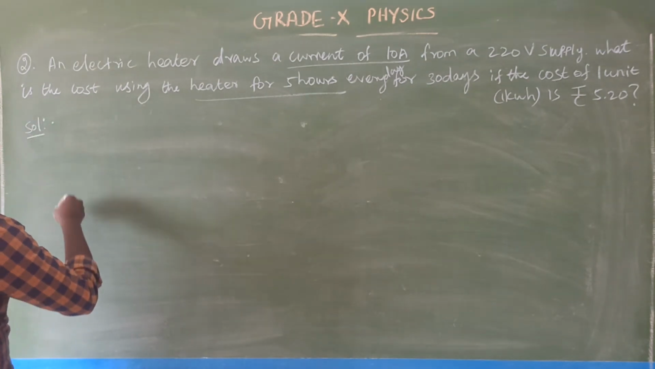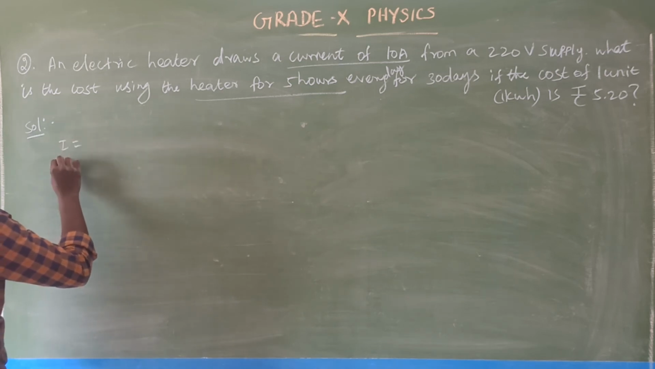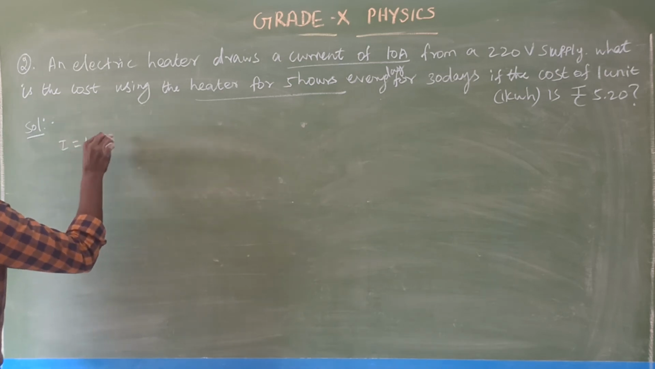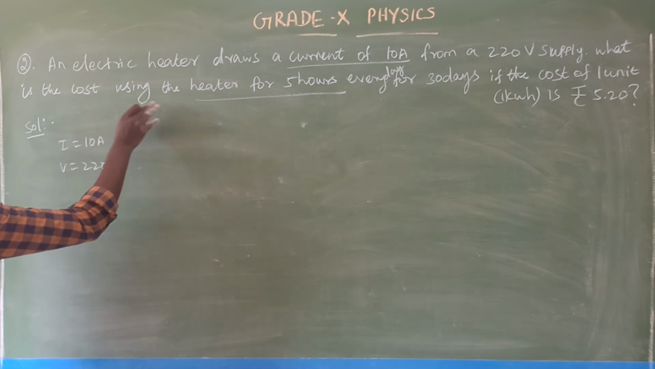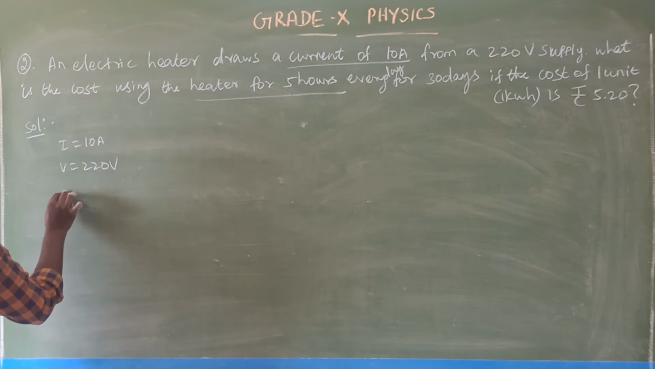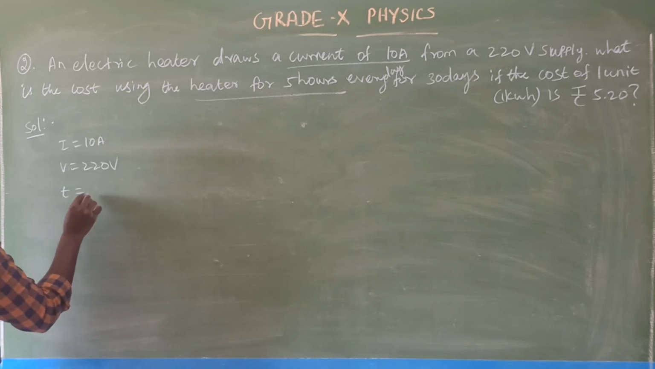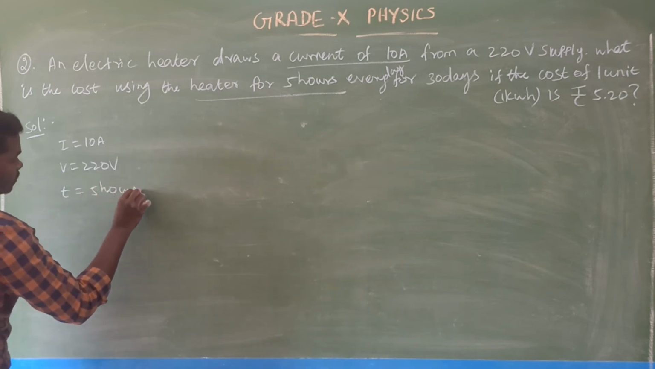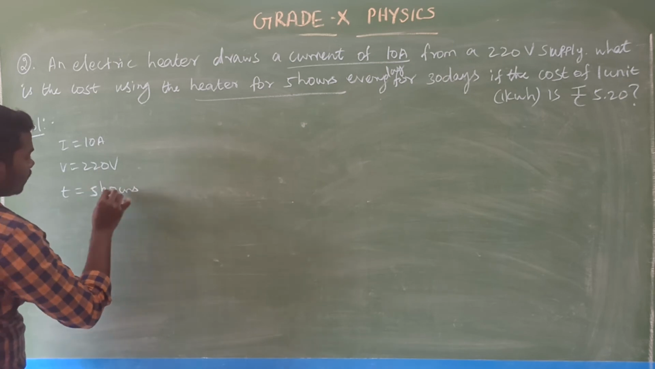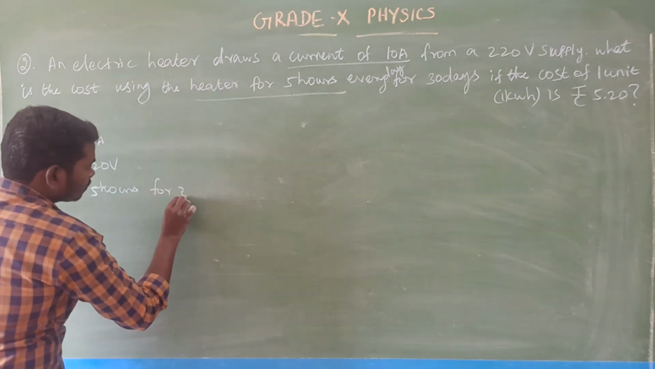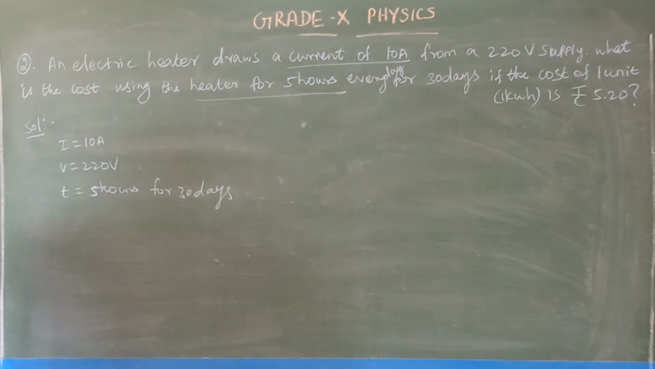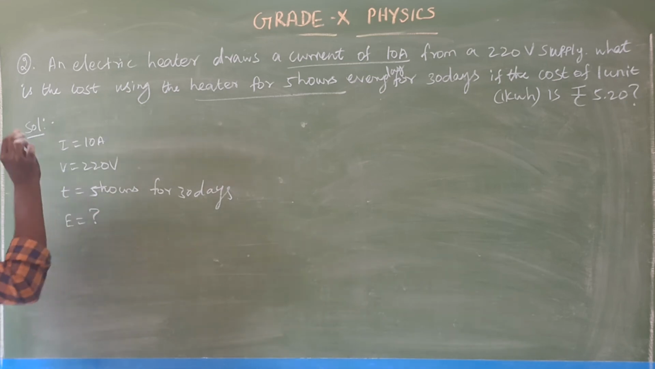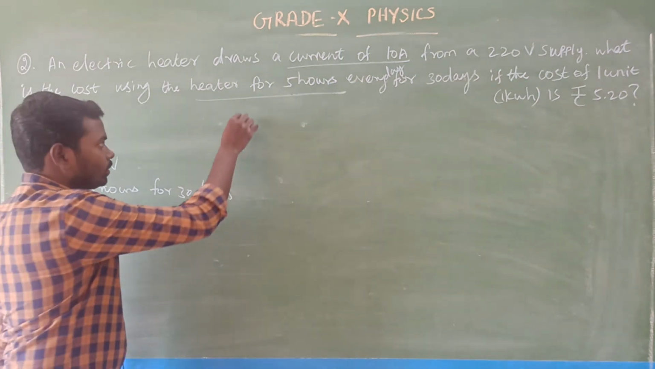First you write what are the values we know. I value is 10 ampere, voltage is 220 volt, and the time given here is 5 hours for 30 days, isn't it? Now what do we need to calculate? Energy we need to calculate.